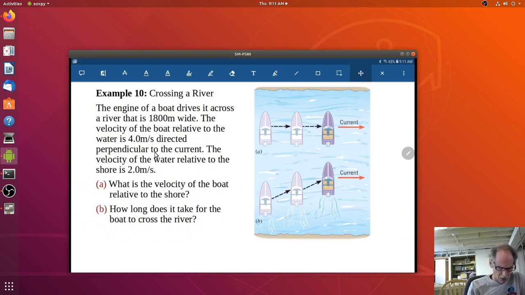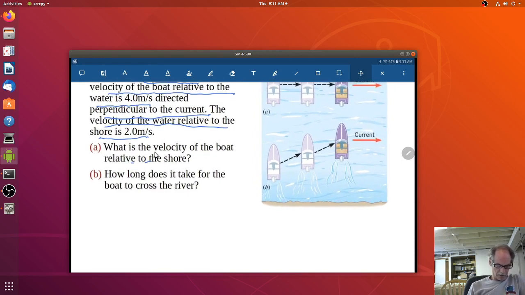The engine of a boat drives across a river that is 1,800 meters wide. The velocity of the boat relative to the water is 4 meters per second, directed perpendicular to the current. The velocity of the water relative to the shore is 2 meters per second. What is the velocity of the boat relative to the shore?